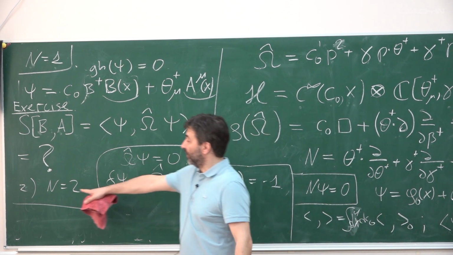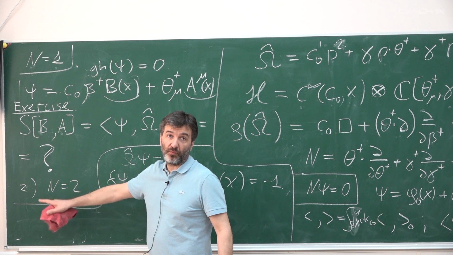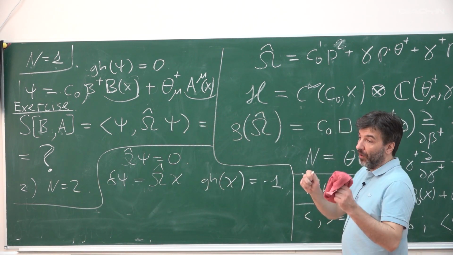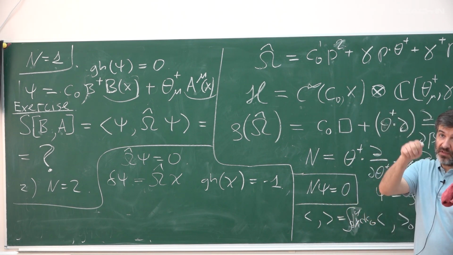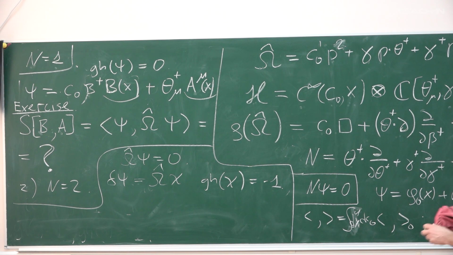And a more involved exercise is to consider n equal 2 and to make sure you indeed describe two-form gauge theory where your field is just two-form antisymmetric tensor of rank 2.